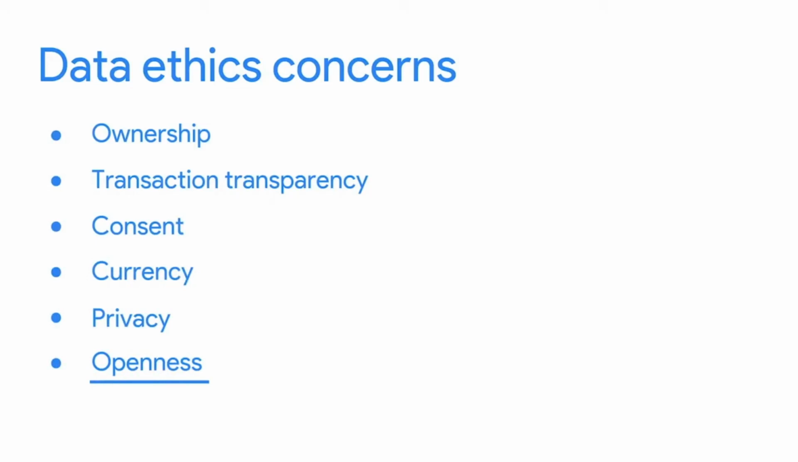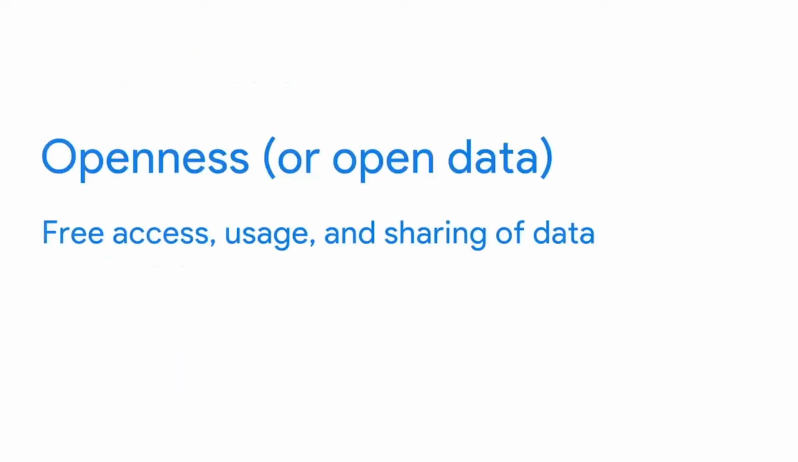When referring to data, openness refers to free access, usage, and sharing of data. Sometimes we refer to this as open data, but it doesn't mean we ignore the other aspects of data ethics we covered. We should still be transparent, respect privacy, and make sure we have consent for data that's owned by others. This just means we can access, use, and share that data if it meets these high standards.